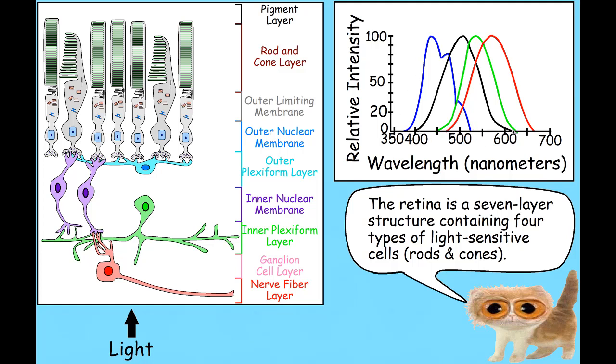So here is our black rod wavelength sensitivity, going from about 400 to about 625 nanometers. Here's our blue or short wavelength cone sensitivity, our medium or green, and our red or long. And they each have areas where they're maximally sensitive.